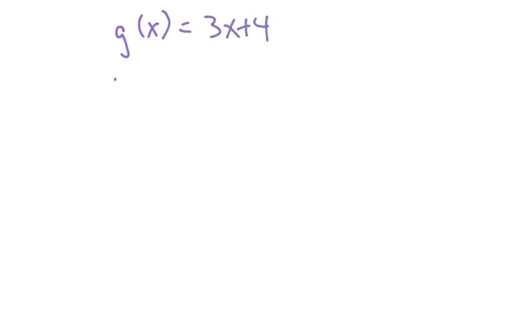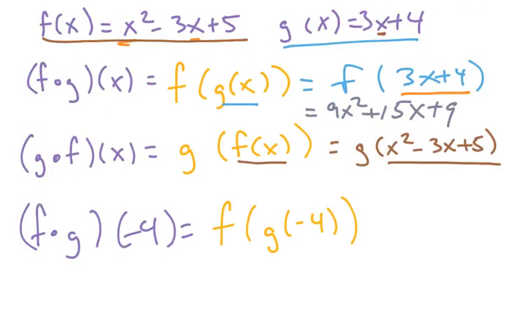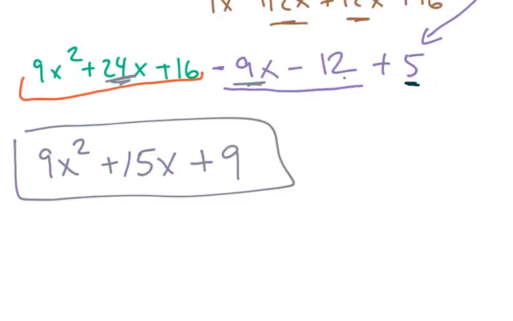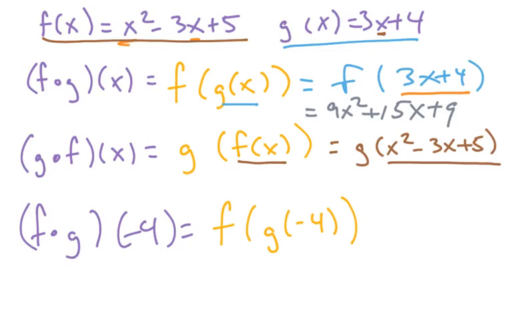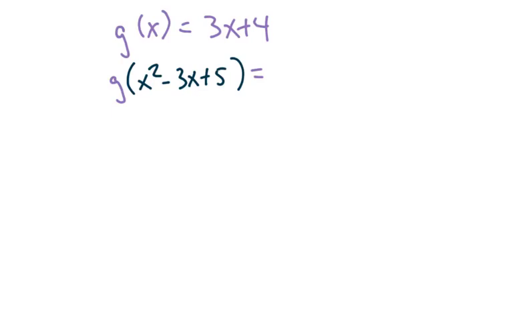And we are solving for g of x squared minus 3x plus 5. Again, because we figured out f of x is x squared minus 3x plus 5, we're solving for g of x squared minus 3x plus 5. That is just a fancy way of saying that every time I see an x, I'm going to replace it with x squared minus 3x plus 5.